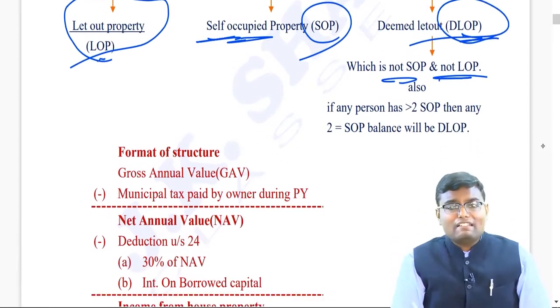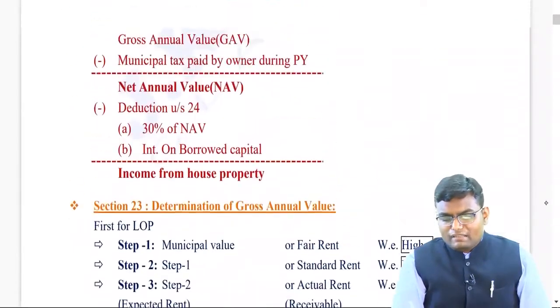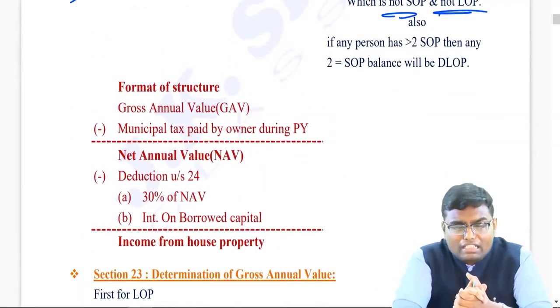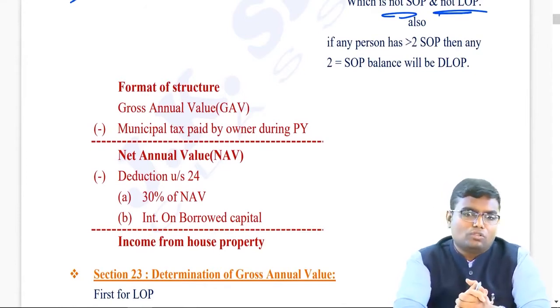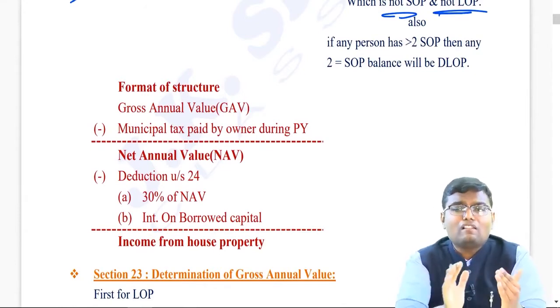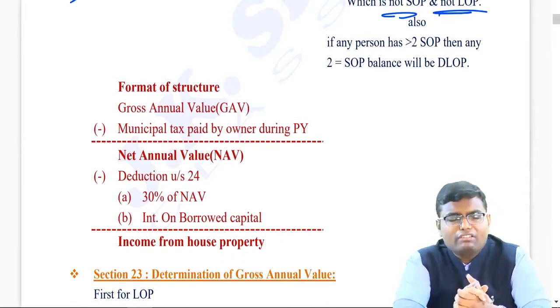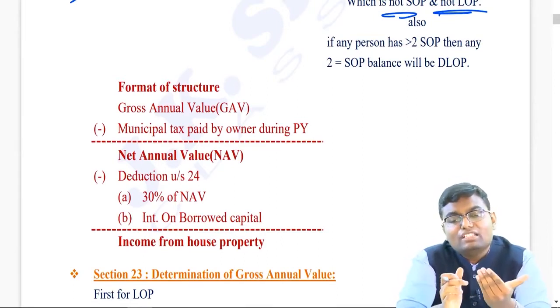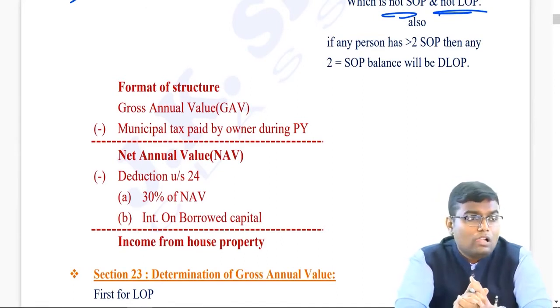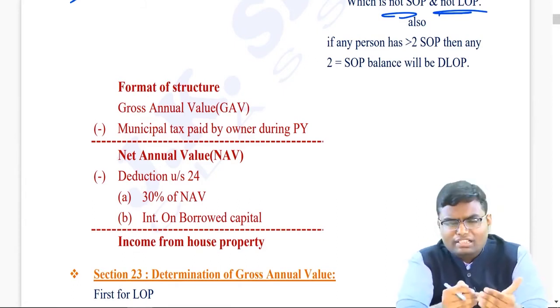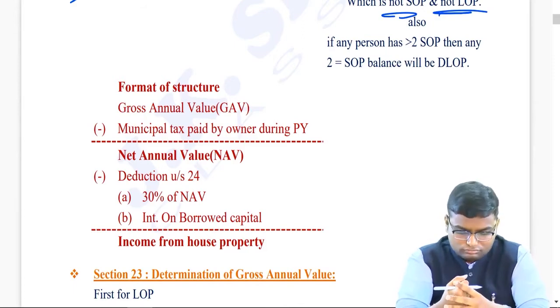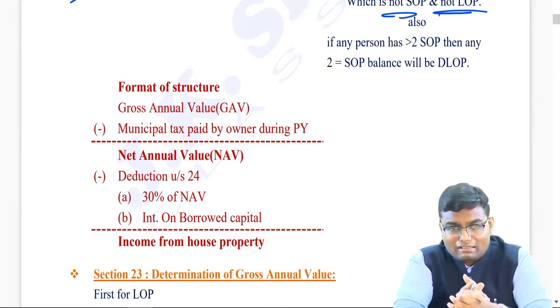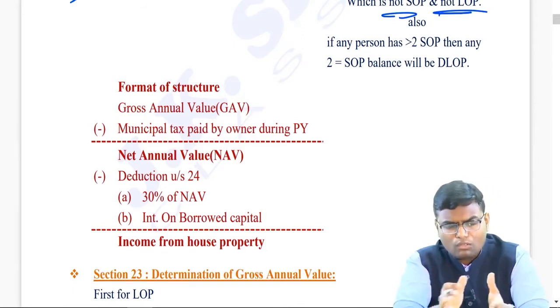Now once you decide which kind of property it is, then what will you do? You will calculate your income from house property. There is a fixed structure that you have to follow. First, gross annual value. In short, we will call it GAV, gross annual value. Now sir, what is gross annual value? I will teach it later on. First of all, gross annual value minus municipal tax, that is property tax, water tax, etc.